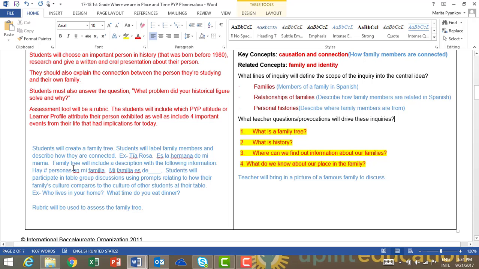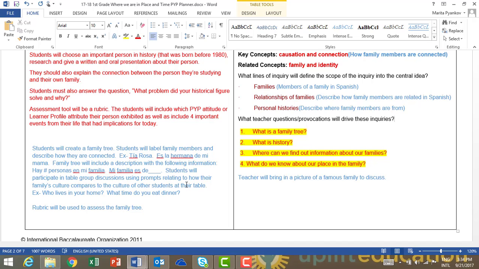So I first have the part about the family tree, and then the second part of that is about personal histories affect their perspectives. So in order to make sure that we circle back around and link to that central idea, I added this portion here. Students will participate in a table group discussion using prompts relating to how their family's culture compares to the culture of other students at their table.